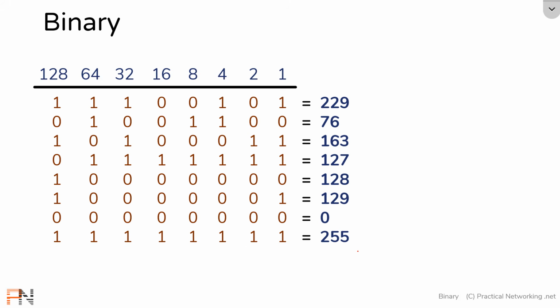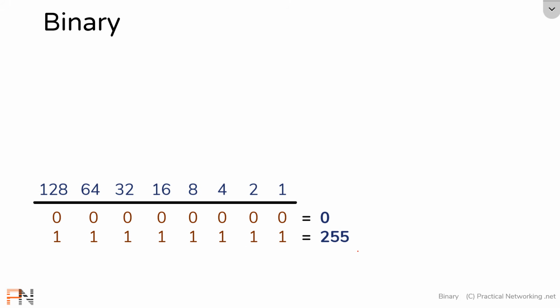Now you might be wondering, why did I have you do those two twice? Well, those two are sort of important. They're important because they give you the lower and upper bounds of any 8-digit binary number. Now, a digit in binary in the computing world is called a bit, which means 0 and 255 are the smallest and largest 8-bit number.